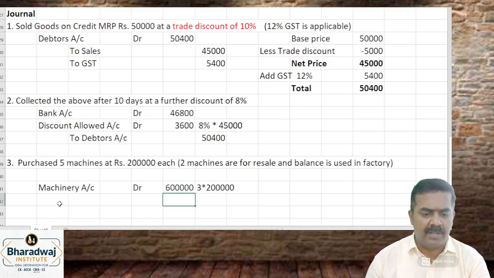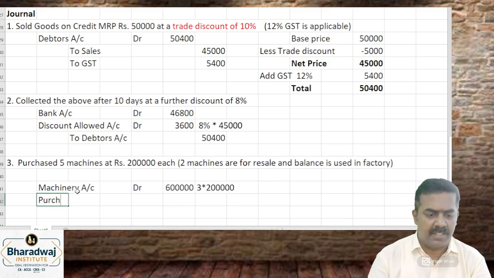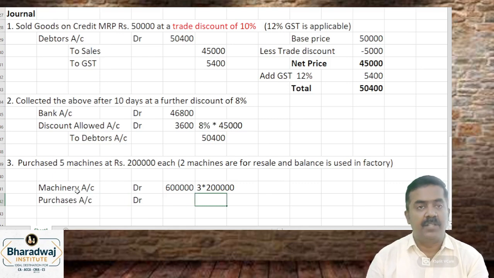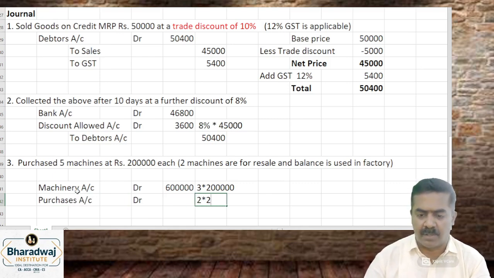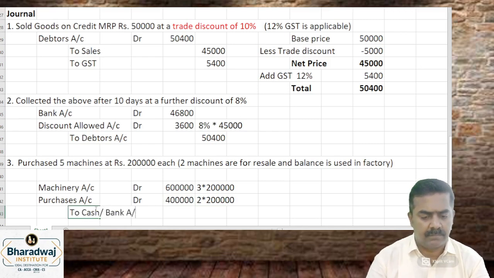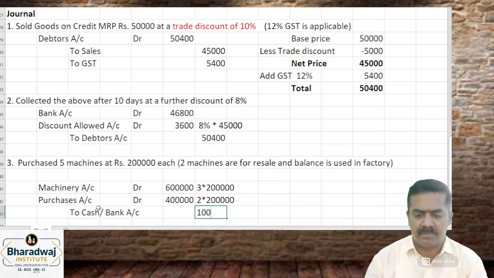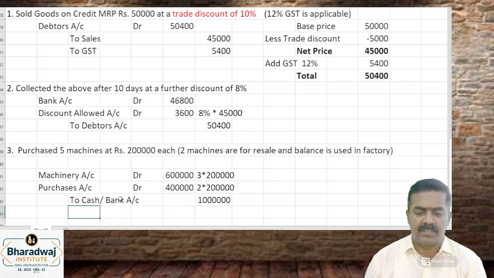What about the remaining 2 machines? Purchases account debit. Whenever you are purchasing goods for resale, it will be debited to which account? Purchases account. How much will it be? 4 lakhs. To cash or bank account. How much will we pay? 10 lakhs.